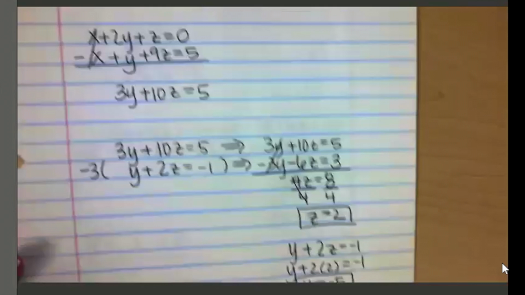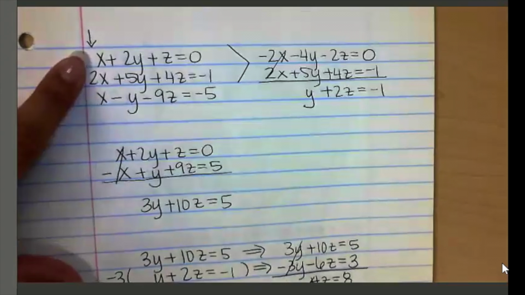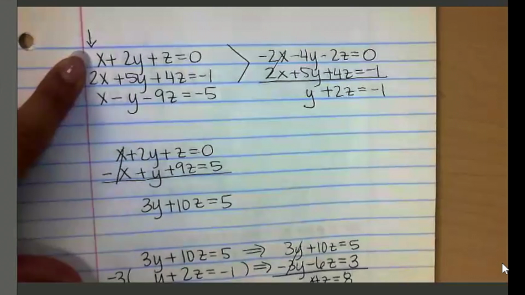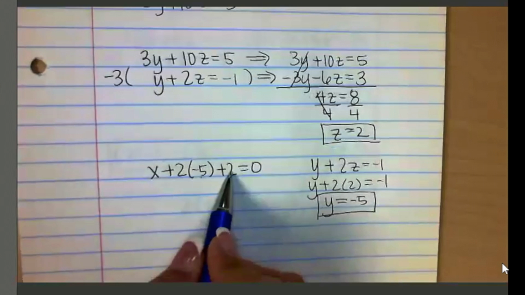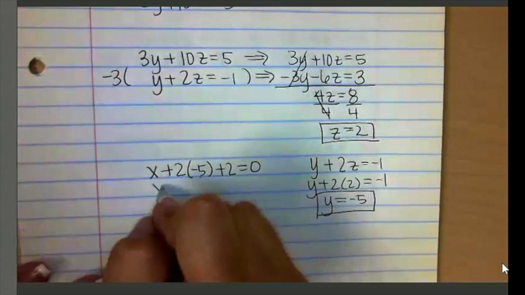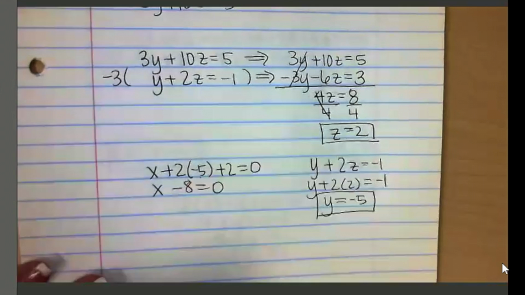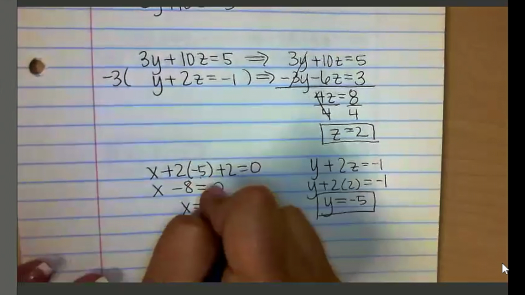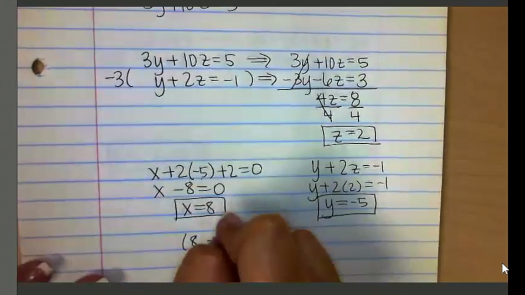So I go to one of my original equations. Any one of these will work. So I'm going to go ahead and plug it into the very first one. So I get x plus 2 times -5 plus 2 is equal to 0. I plugged in the -5 for the y and the 2 for the z. That's going to give me -10 plus 2, which is -8. I add the 8 to get it to the other side, and we get x is equal to 8. And so that is 8, -5, and 2 as a solution.